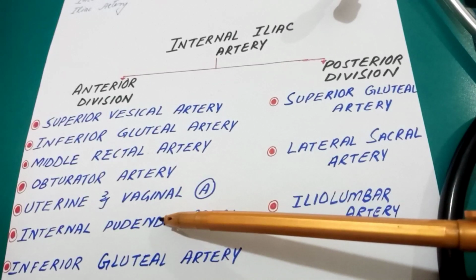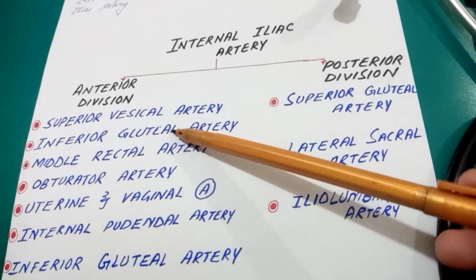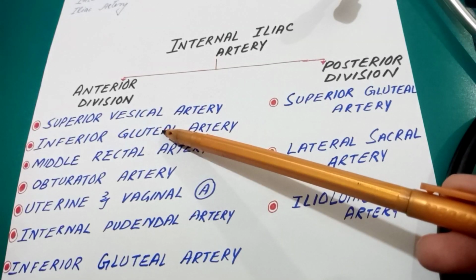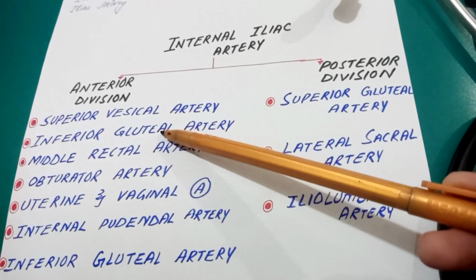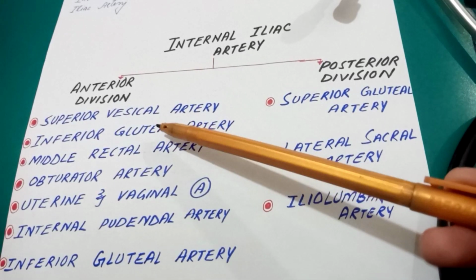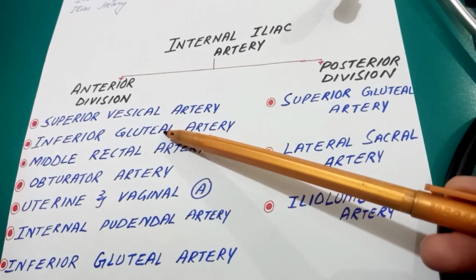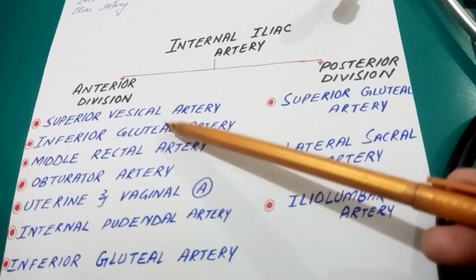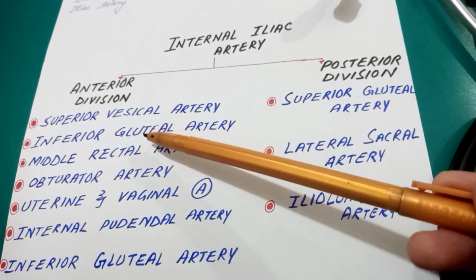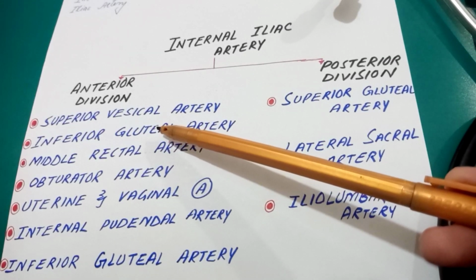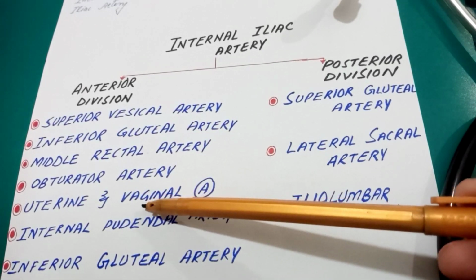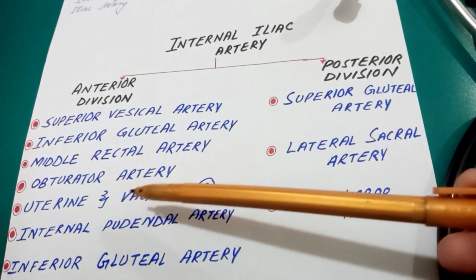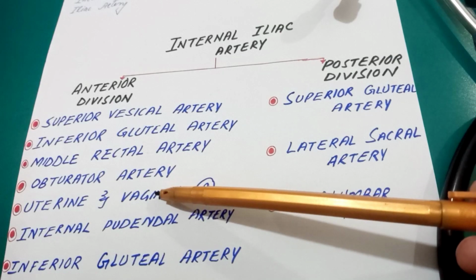Here I want to tell you that this inferior vesical artery, this is not gluteal, this is vesical. This inferior vesical artery is not present in females. Its one branch, that is the prostatic artery, is present only in males, as you know that prostate is present only in males. So this inferior vesical artery is only present in males while it is absent in females. And if we talk about uterine and vaginal artery, then you should know that it is present only in females and it is absent in males.